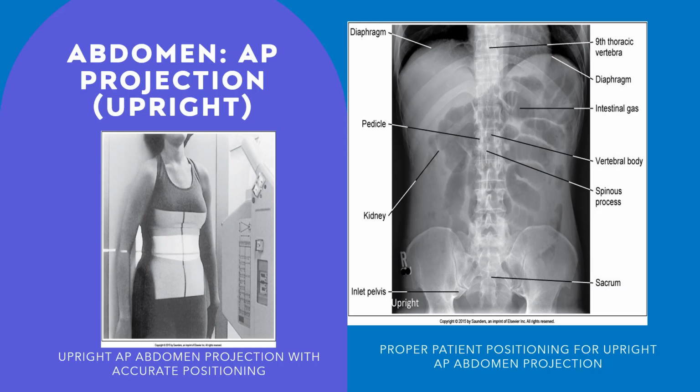Abdomen AP projection, the upright view. Here is an example of accurate positioning for this, and an x-ray showing you accurate positioning.